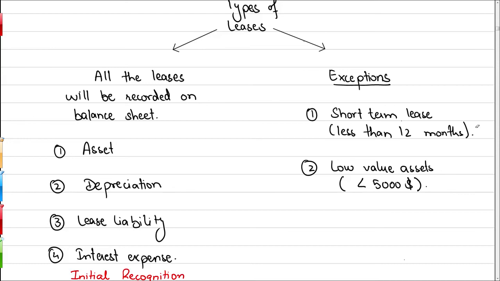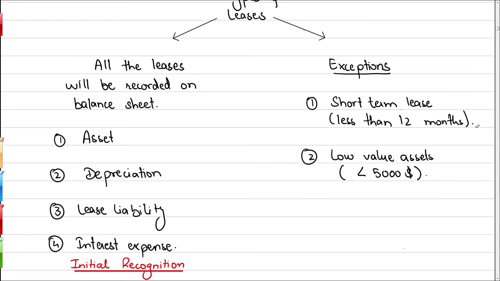But there are a few exceptions. There are two exceptions to be specific. One is the short period lease, the other one is the low value lease. So if your lease is less than 12 months, or it is a low value lease which is less than $5,000, then in that case you can use the simplified accounting of leases as an exception.